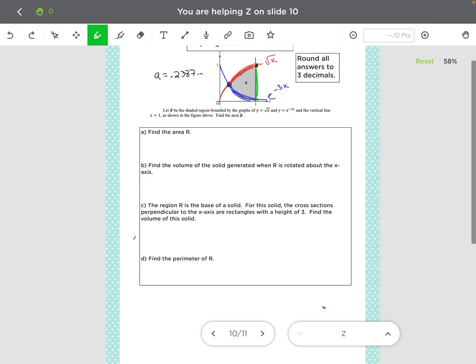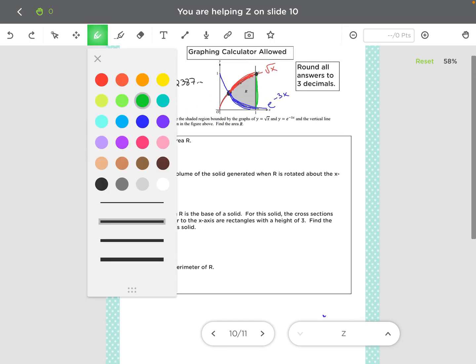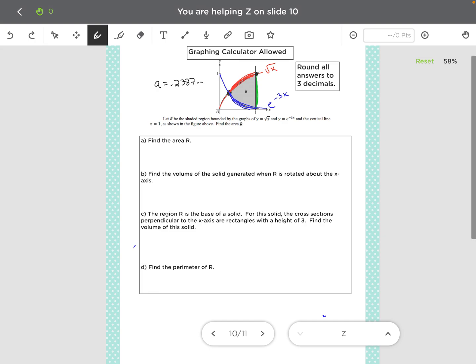For the red and the blue pieces, we are going to need to use the arc length formula because it's not a straight line, it's a curve. So remember the formula for arc length is the square root of 1 plus the derivative squared. Okay, so we're going to be using our calculator here. So really you do not need to calculate the derivative by hand.